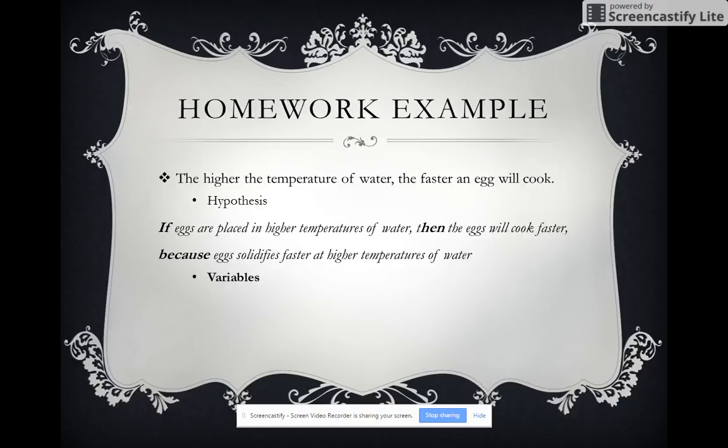Now taking it back to your homework example, we've already given the hypothesis. If eggs are placed in higher temperatures of water, then eggs will cook faster because egg solidifies faster in higher temperatures of water. The variables, however, will be the independent variable, which is the different temperatures of water. The dependent variable is going to be the time it takes for the egg to cook.